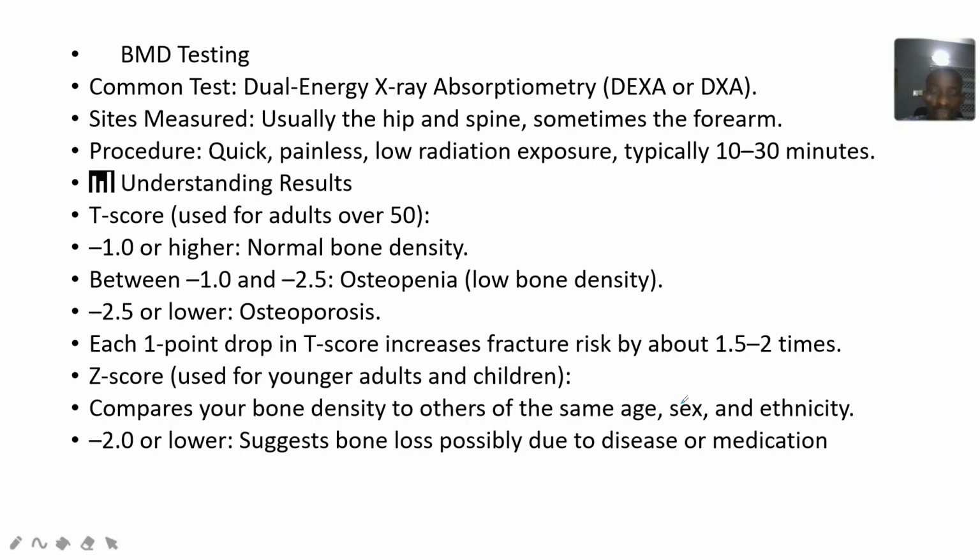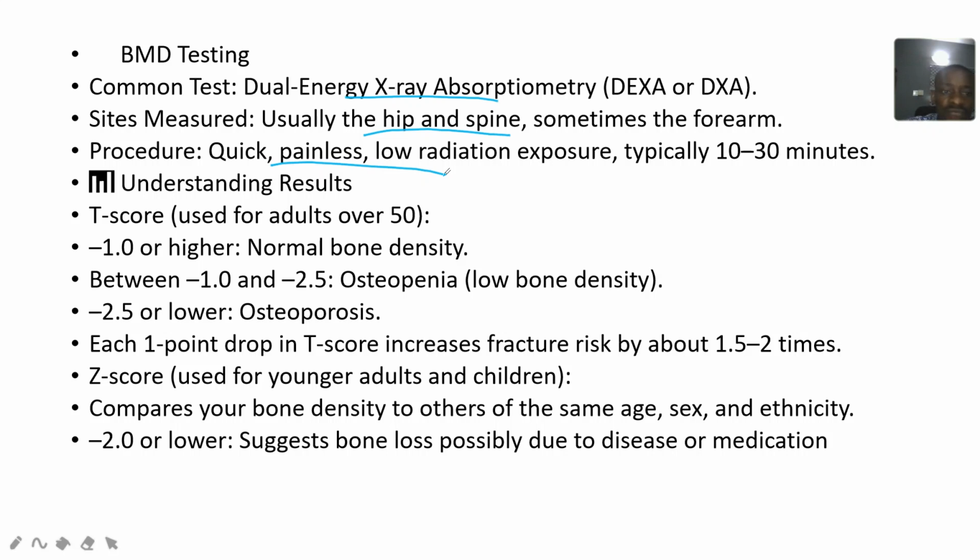Okay. So among the common tests, we have the dual energy X-ray absorptiometry. It usually measures around the hip and the spine. They are the ones that usually give you a good insight into the general overall state of the body. So it's quick, it's painless, and there's low radiation exposure. They now use this score to see if somebody has weak bones or not.